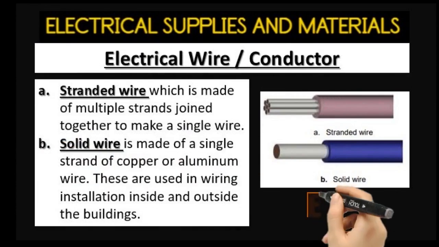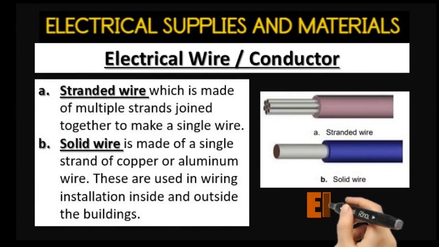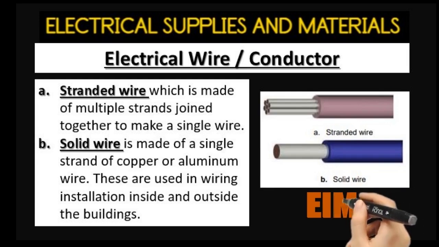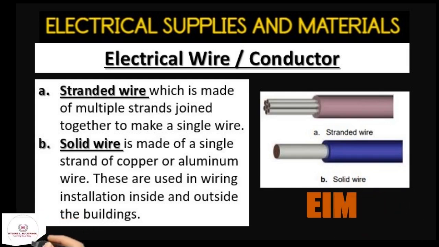First, the stranded wire, which is made of multiple strands joined together to make a single wire. Letter B is the solid wire. It is made of a single strand copper or aluminum wire. These are used in wiring installation inside and outside the buildings.